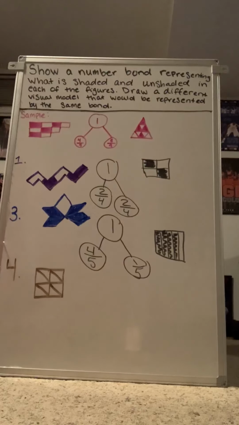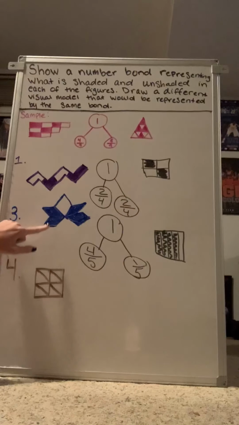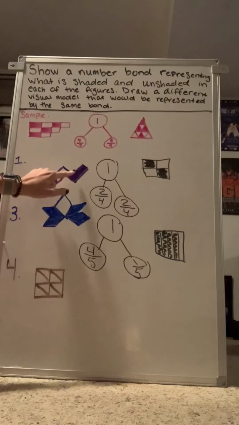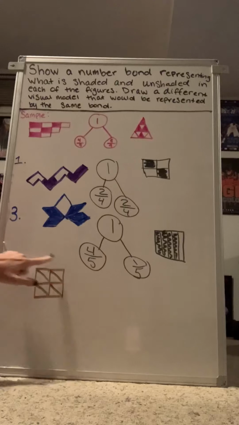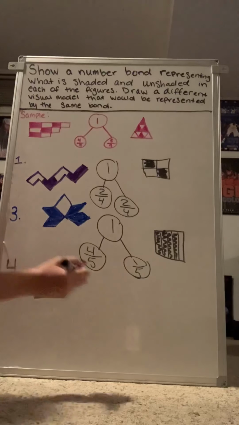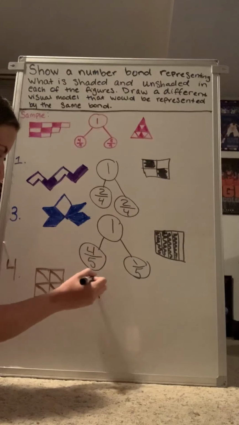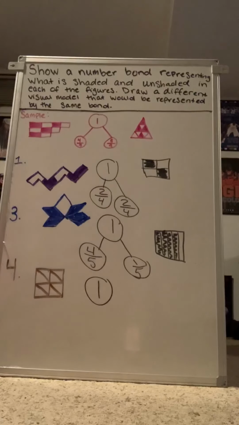Now looking at number 4, does this look different than the other ones to you? Think about it. What's different here? If you said none of them are shaded, you're right. If you look here, you see that there's 4 shaded, you see right here 2 shaded, you see 4 shaded, but right here nothing is shaded in. Even though nothing is shaded in, we still have one whole, okay? We're always going to have one whole.